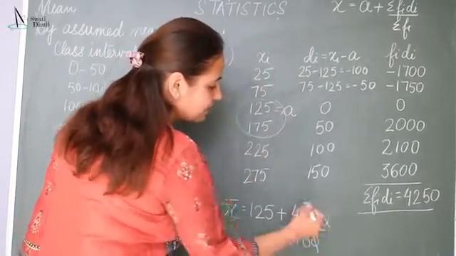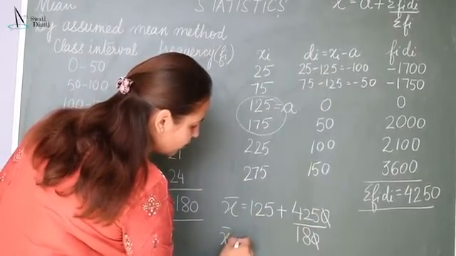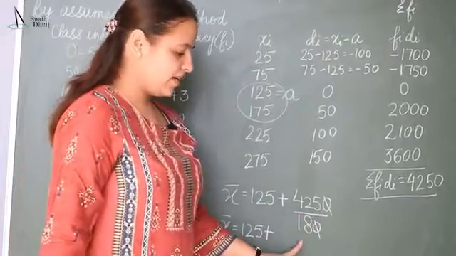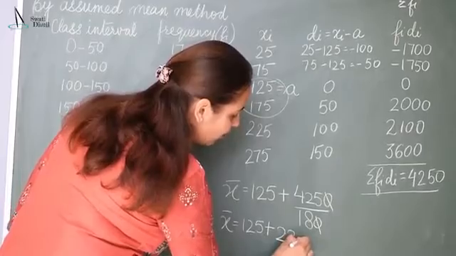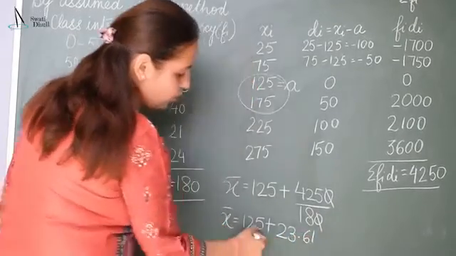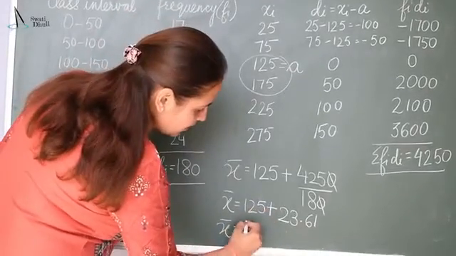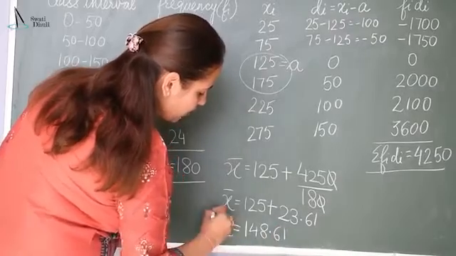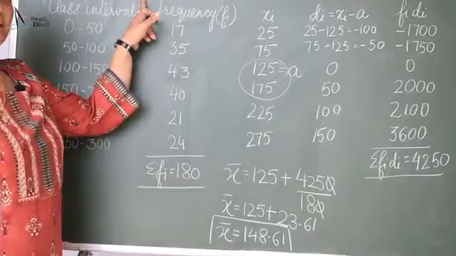So if I simplify, the 0 will be cancelled out. So x bar is equal to 125 plus 425 divided by 18, I will get 23.61. So I will add them. X bar is equal to 148.61. This is how we can find out the mean by assumed mean method.